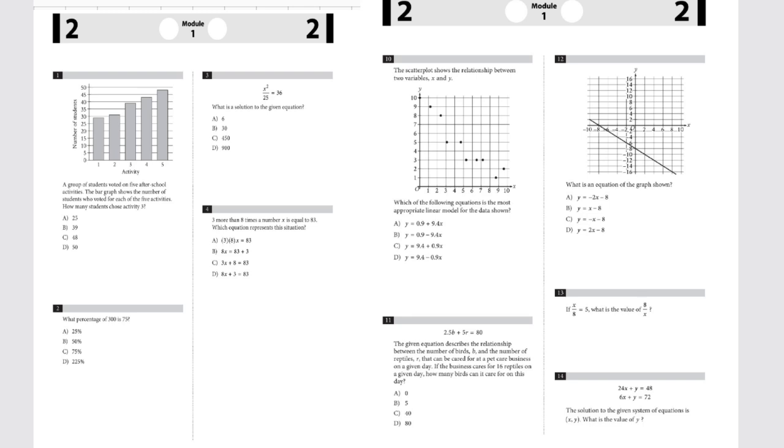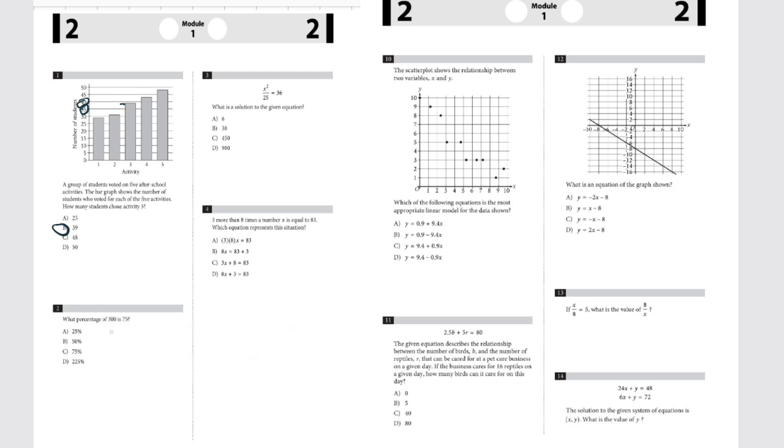In the first question, we are given that a group of students voted on 5 after-school activities. The bar graph shows the number of students who voted for each of the 5 activities. How many students chose activity 3? We see that the number is between 35 and 40, and in the answers, only 36 is here. That is why the answer is 36.